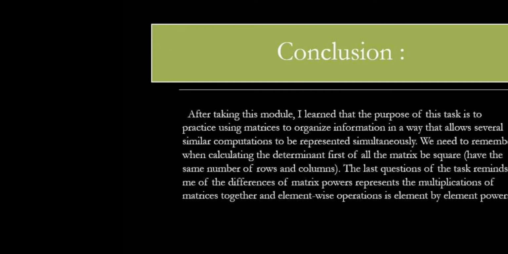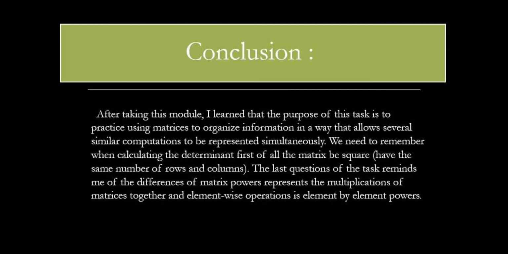Here is my conclusion. After taking this module, I learned that the purpose of this task is to practice using matrices to organize information in a way that allows several similar computations to be represented simultaneously. We need to remember when calculating the determinant, first of all, that the matrix B squared has the same number of rows and columns. The last question of the task reminds me of the differences: matrix powers represent the multiplication of matrices together, and element-wise operation is element by element powers.